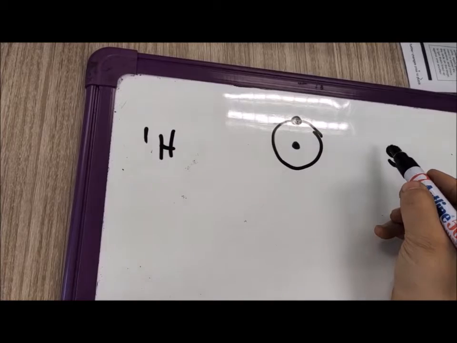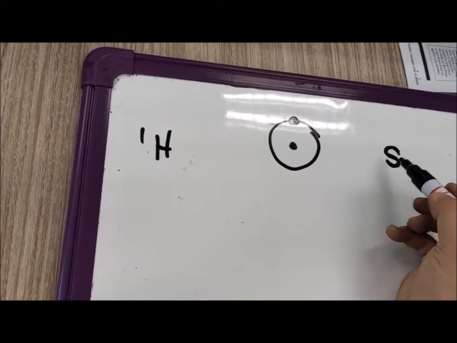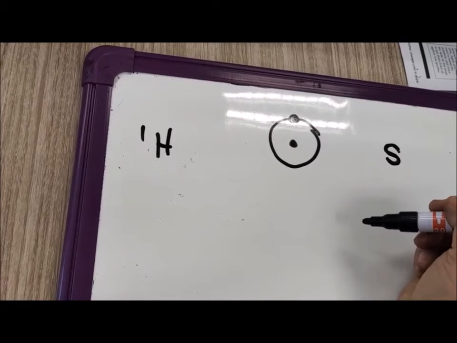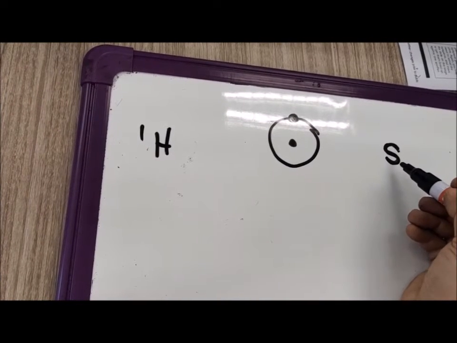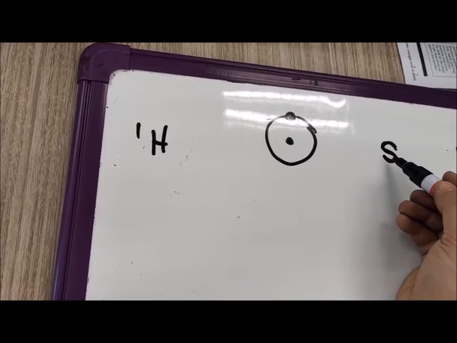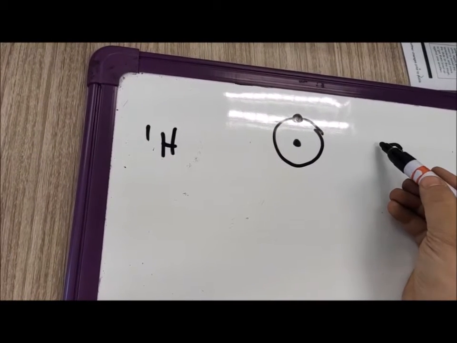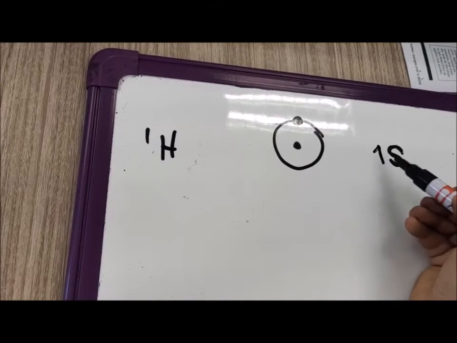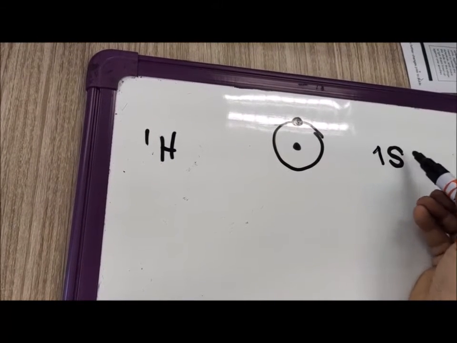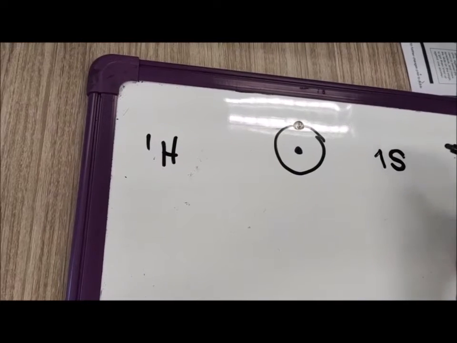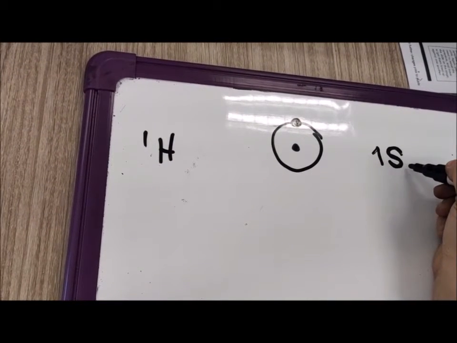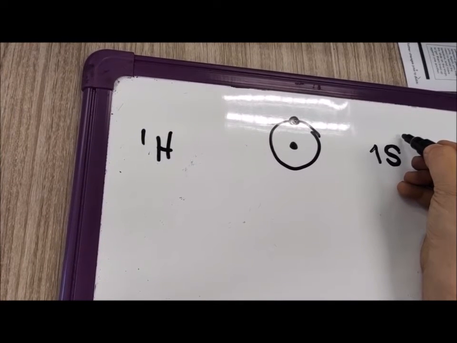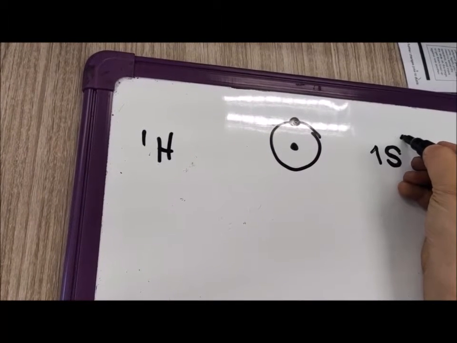How do I write it? I should show which shell this s orbital belongs to, because each shell has an s orbital. How do I show it? I put the shell number here in front. First shell, s orbital. Now the number of electrons that we put in the s orbital, how do I show it? I'll put it here. 1.